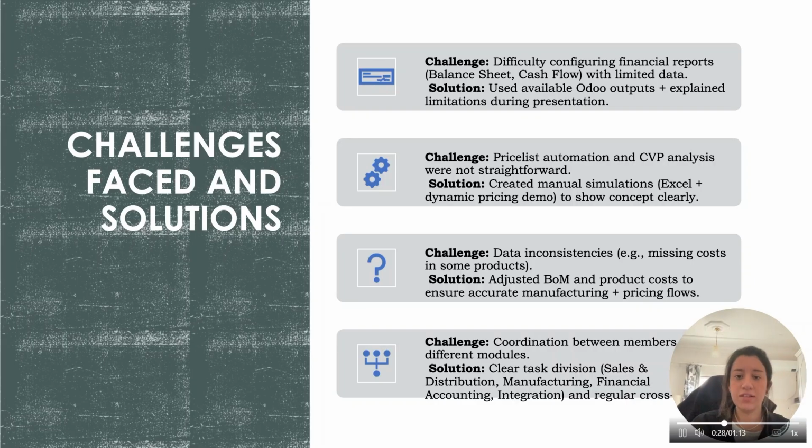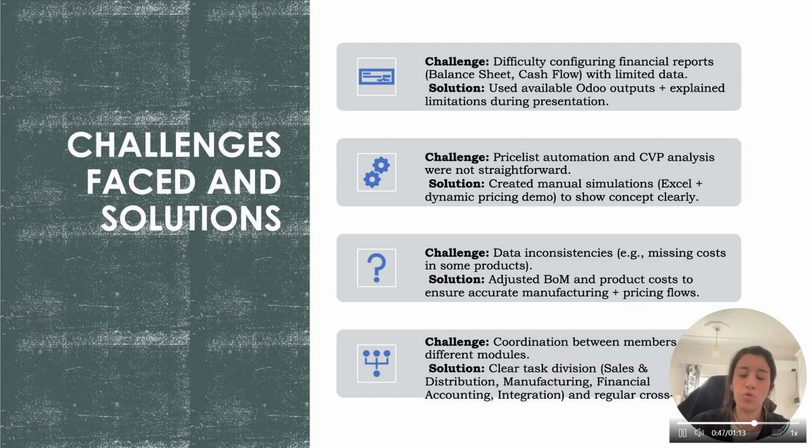Another issue we faced is that the price list automation and CVP analysis were not straightforward, meaning we faced so many issues along the way. The solution we came up with is creating manual simulations, such as in Excel, plus dynamic pricing demos, to show the concept clearly.